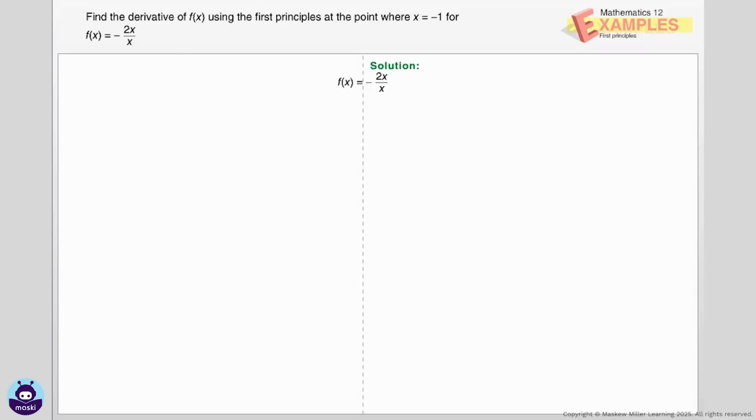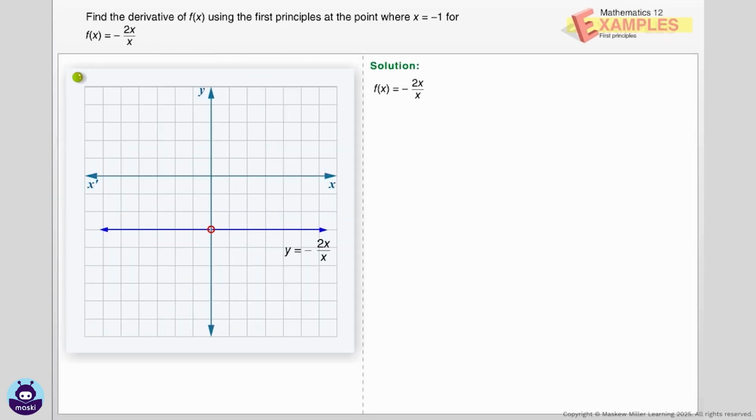Example 8. Find the derivative of f of x using the first principles at the point where x equals -1 for f of x equals -2x over x. Solution. We can observe that the function is not defined for x equals 0, hence it is not differentiable at x equals 0. For all the other values we can find the derivative.